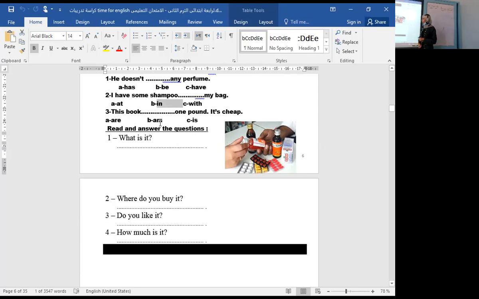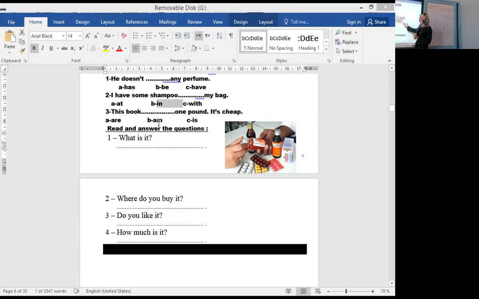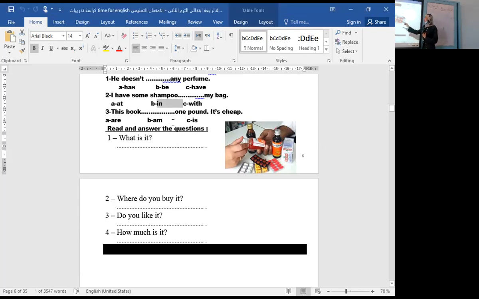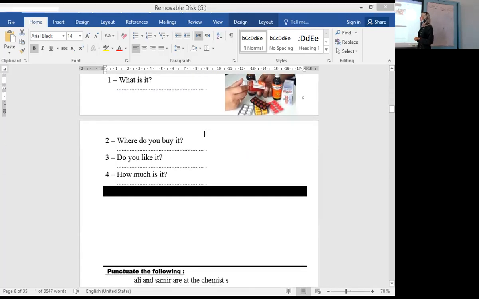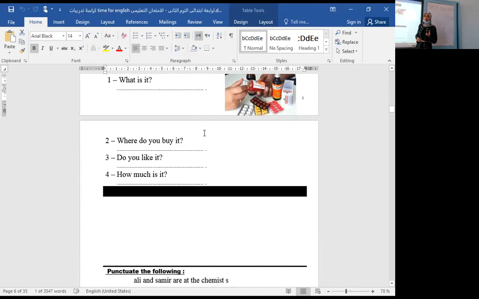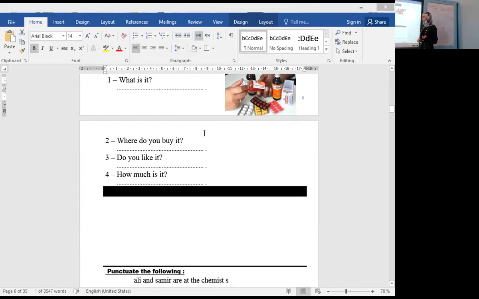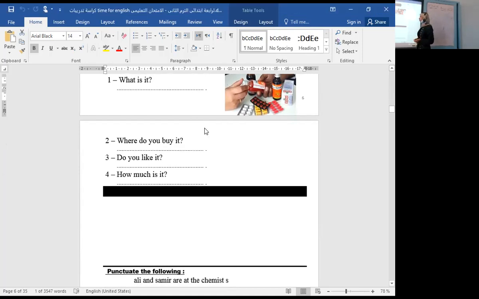Read and answer the question. We have to look at the picture and then we have to answer the questions. The first question is, what is that? Look at the picture. Great. It's medicine. And second question, where do you buy it? Where can we buy this medicine? Of course, from the chemists.